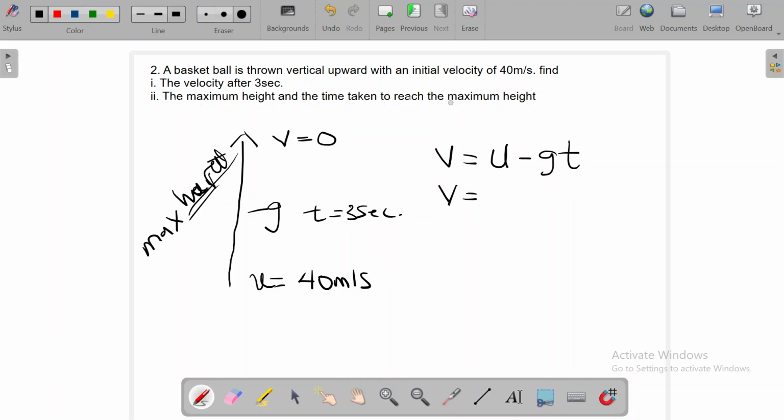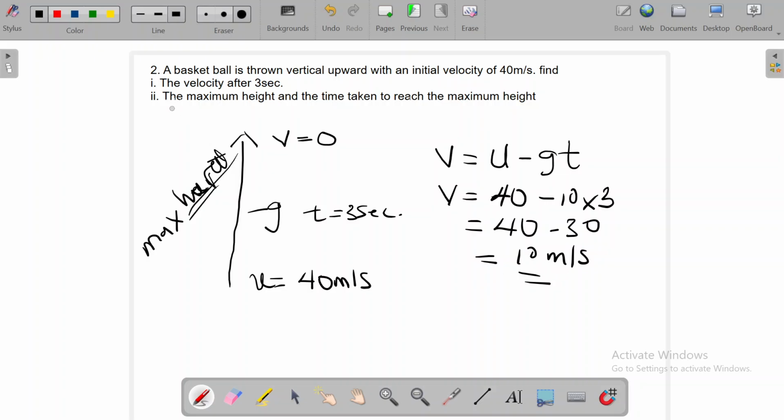What is the u? The u in this case would be 40 because it's moving from the floor. My g would be 10 and the time will be 3. So this would be 40 minus 30. It becomes 10 meters per second. So it is not yet 0. So it is 40, 30, 20, 10, and it took 3 seconds to get to this point.